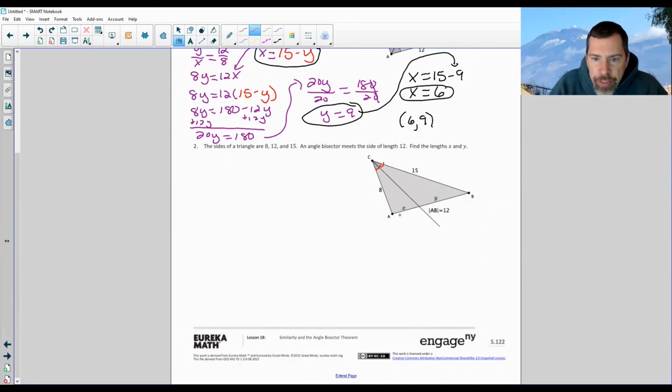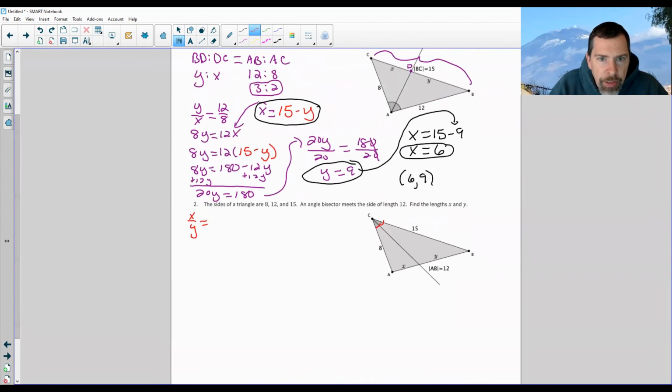So as above, we can say X over Y equals X over Y. And notice up here, X went with 8. Notice on the same side of the bisector, we put this over this, Y over 12. Okay, right here.